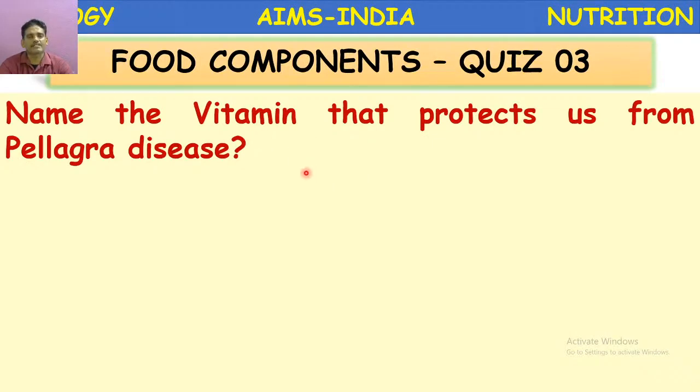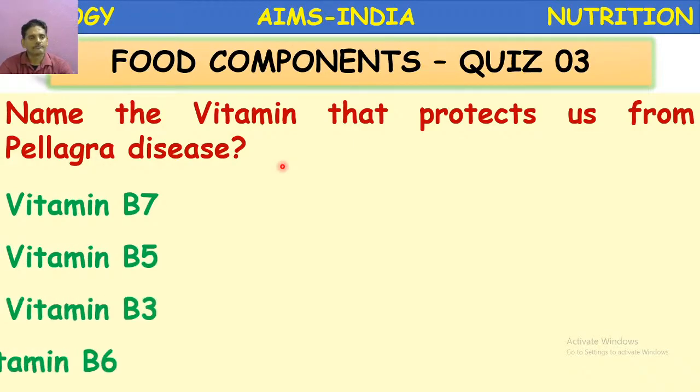Name the vitamin that protects us from pellagra disease. This pellagra disease, about these deficiency diseases, in the next class we are going to discuss. Vitamin B7 biotin, vitamin B5, B3 and B6. So vitamin B3 niacin deficiency causes pellagra disease. Vitamin B3 deficiency.